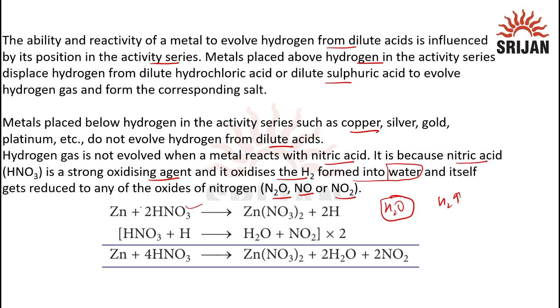You can see here the reaction. When zinc reacts with HNO3, it forms zinc nitrate, Zn(NO3)2, with the evolution of water here. Water, because this HNO3 is converting the hydrogen into water, and it also releases NO2. This is the final reaction where we can see the HNO3 get reduced into NO2. The water is the oxidized form of the hydrogen gas evolved in the reaction.